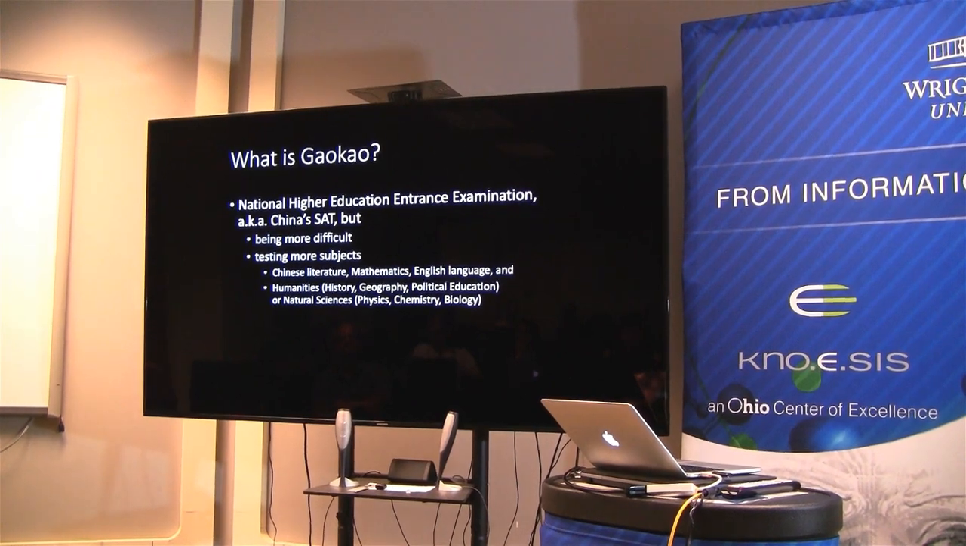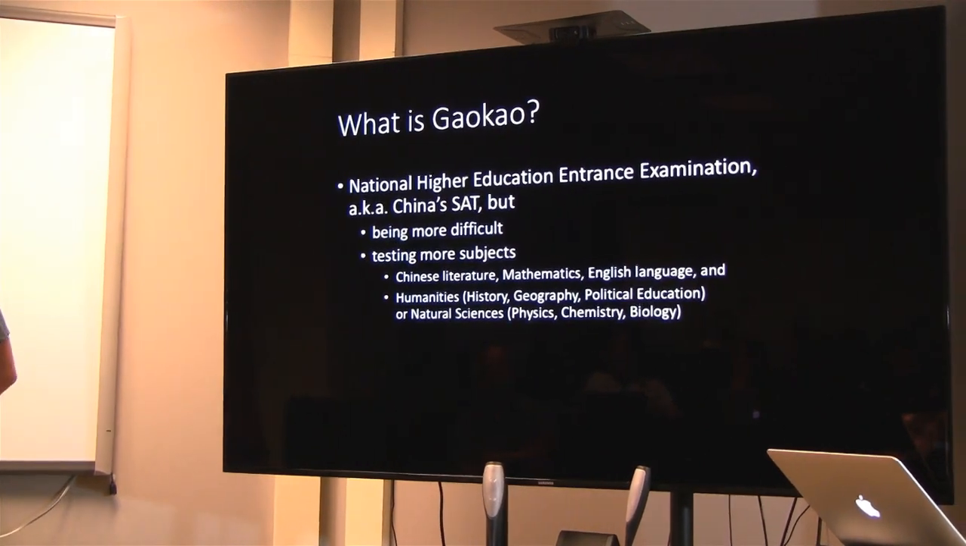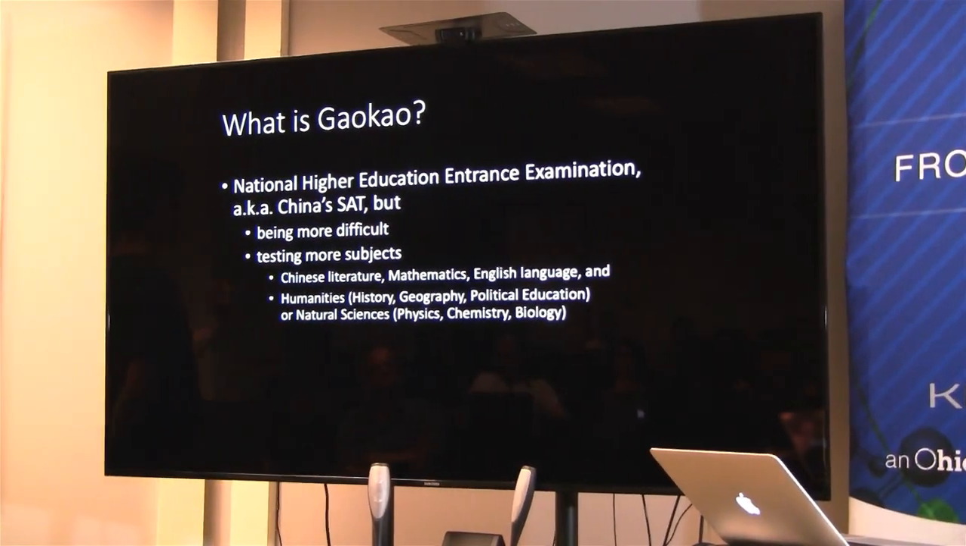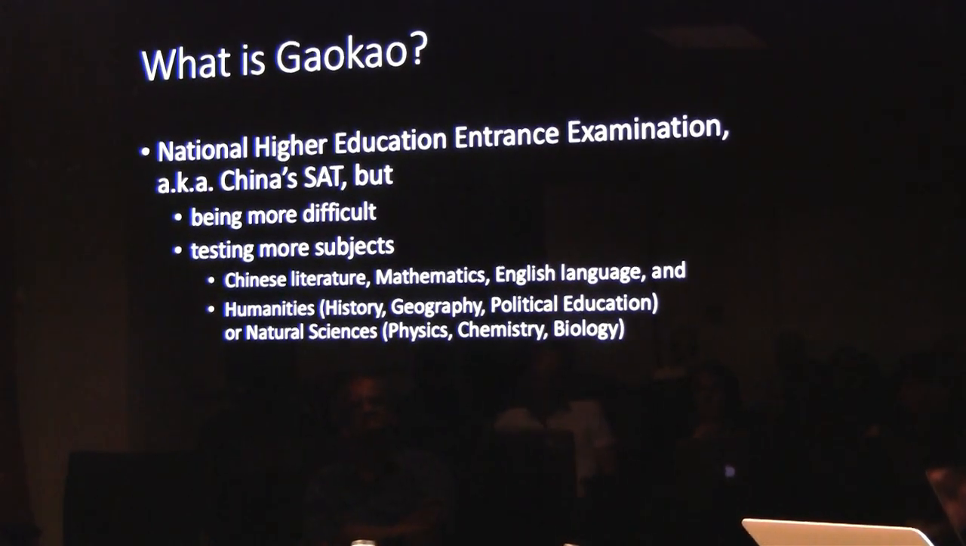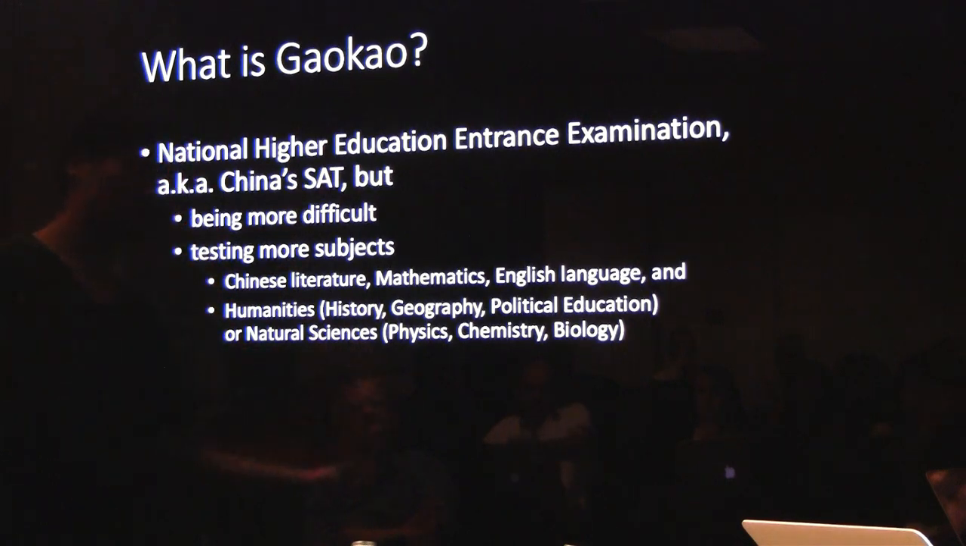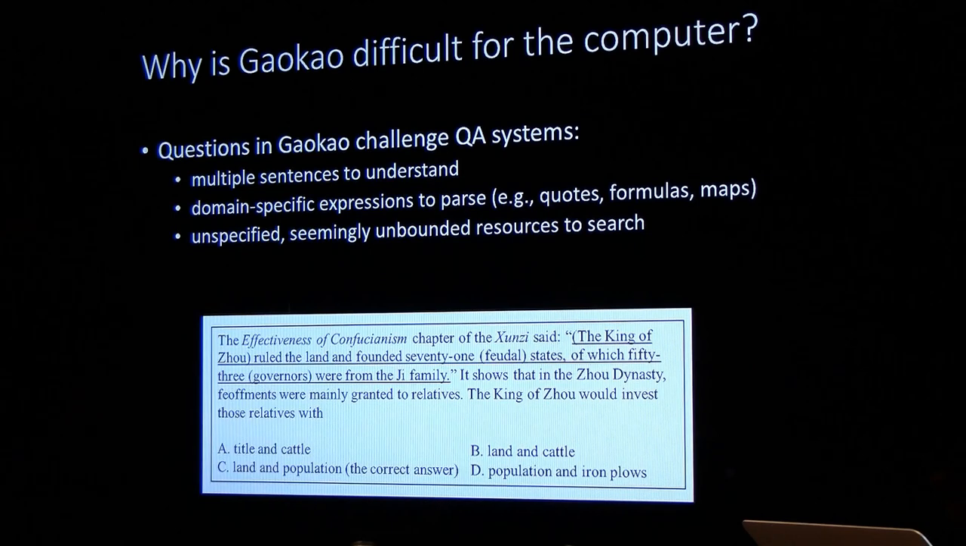You know what is Gaokao? Gaokao is China's National Higher Education Entrance Examination, China's SAT. But it is believed to be much more difficult than SAT, and it tests everything: Chinese, mathematics, English language, history, geography, biology, physics, chemistry, everything. Gaokao is difficult for the computer. We hope that we can develop a software that can automatically pass Gaokao to enter a top level university in China. That's the goal of this project, a very large project.